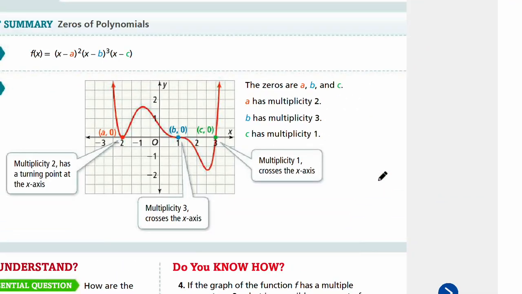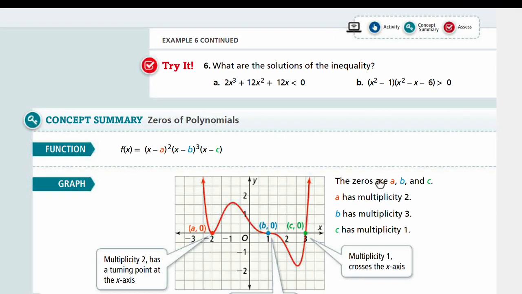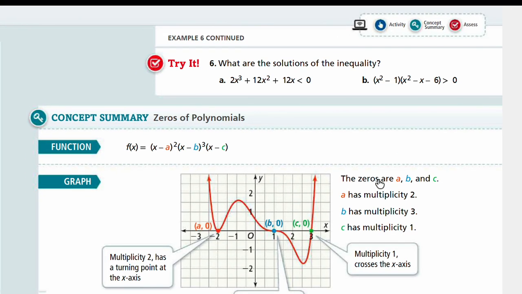Okay. All right. So let's look at try number 6. What are the solutions of the inequalities A and B? So pause the video, see if you can figure it out by yourself, and come back when you're ready for answers.